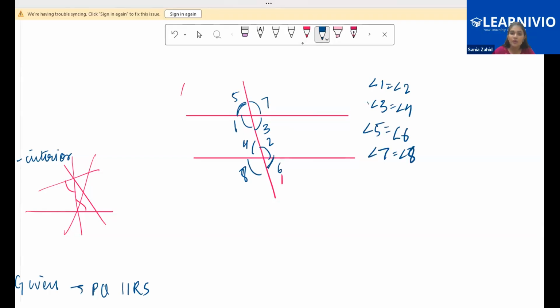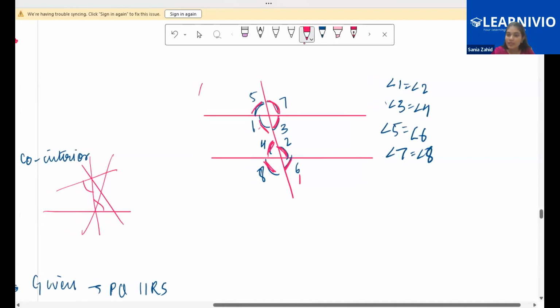Then I taught you what are corresponding angles. For example, angle 7 is corresponding to angle 2, so they are also equal. Angle 3 is corresponding to angle 6, so 3 and 6 are also equal. 5 is equal to 4 because they are corresponding. 1 is equal to 8 because they are also corresponding. Right, children? So these are corresponding angles.